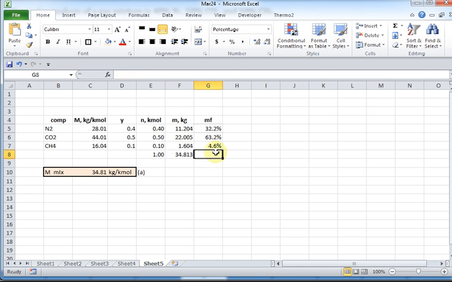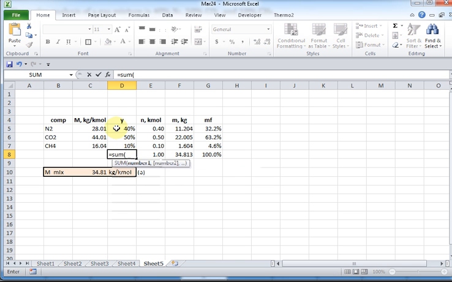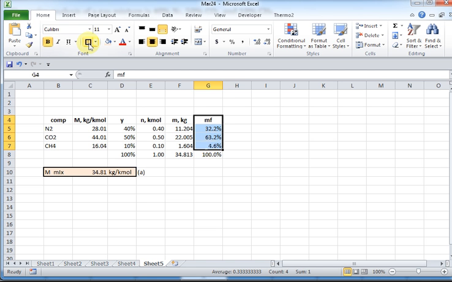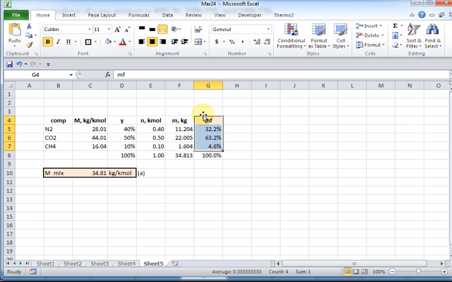Just as a check, do the sum of those. They better add up to 100%, and they do. Over here for the Y's, we could have made them look a little prettier and then double check that the sum of those is equal to 100% as well. The sum of the mole fractions has to be 100%. The sum of the mass fractions has to be 100%. So that's check. But this is the answer to part B.